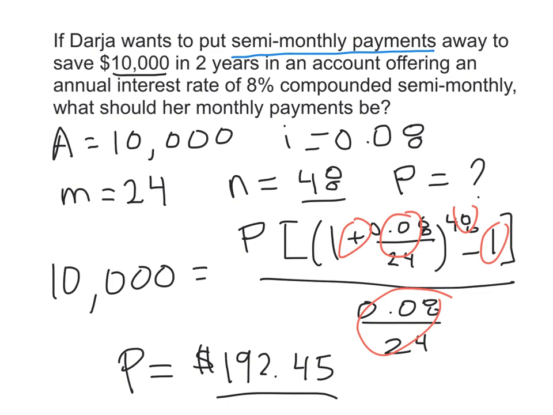So notice that if I paid 48 monthly payments of $192.45, I won't get exactly $10,000. I'll have less than $10,000. But because I was putting this money away into an account that offers interest, I can put less than $10,000 into the account, but with interest, it'll end up being $10,000 in 2 years.